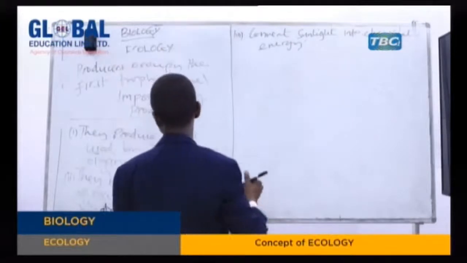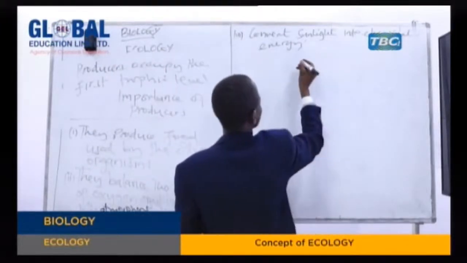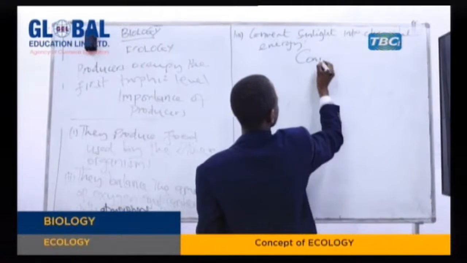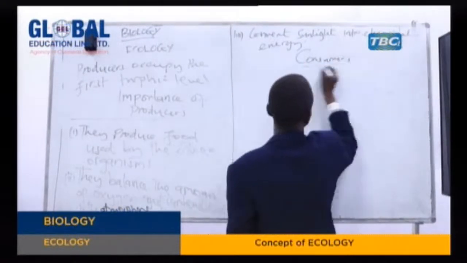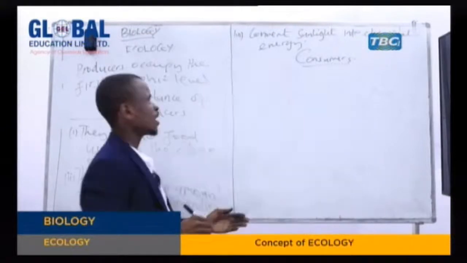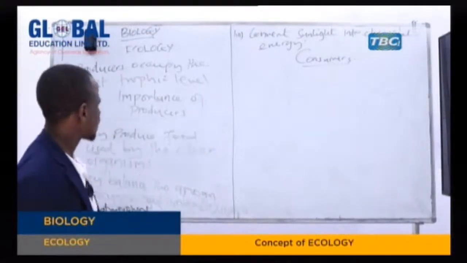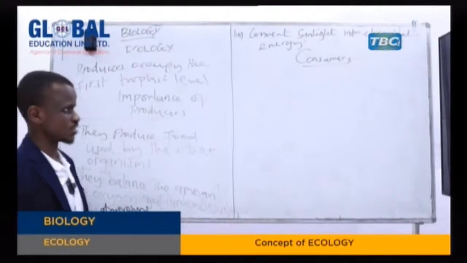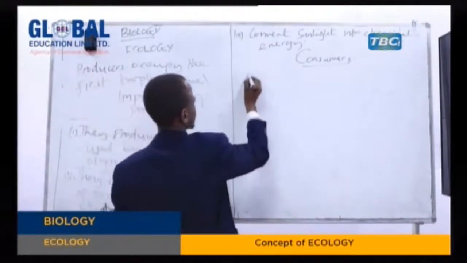Now, student, the second biotic component is consumers. Consumers are animals that feed on producers, therefore they are heterotrophs.